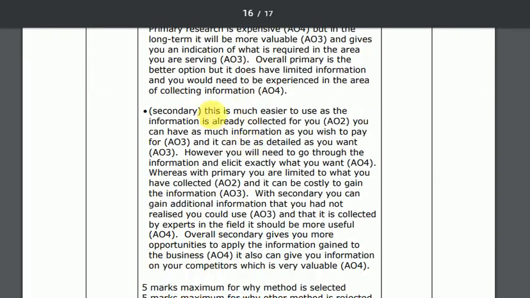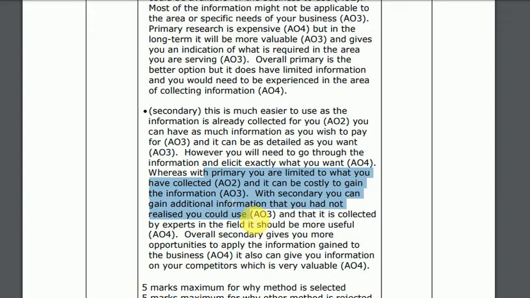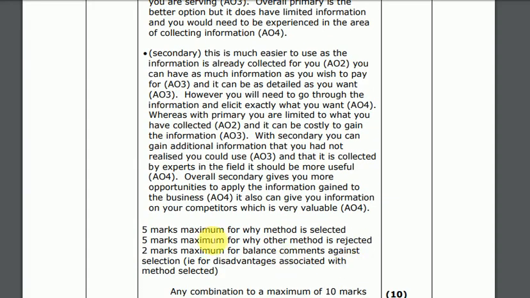So secondary research is much easier than data collected by you. Another good point is against primary research: primary research is limited. With secondary research, you can gain additional information you may not have realized. There's some good points. To conclude then on secondary research, it gives you much more opportunity to apply the information gained to the business, and it also can give you information about your competitors, which you wouldn't have got with primary research. Again, there's your layout. 5 marks for secondary research, and then you get 5 marks for why you rejected primary.